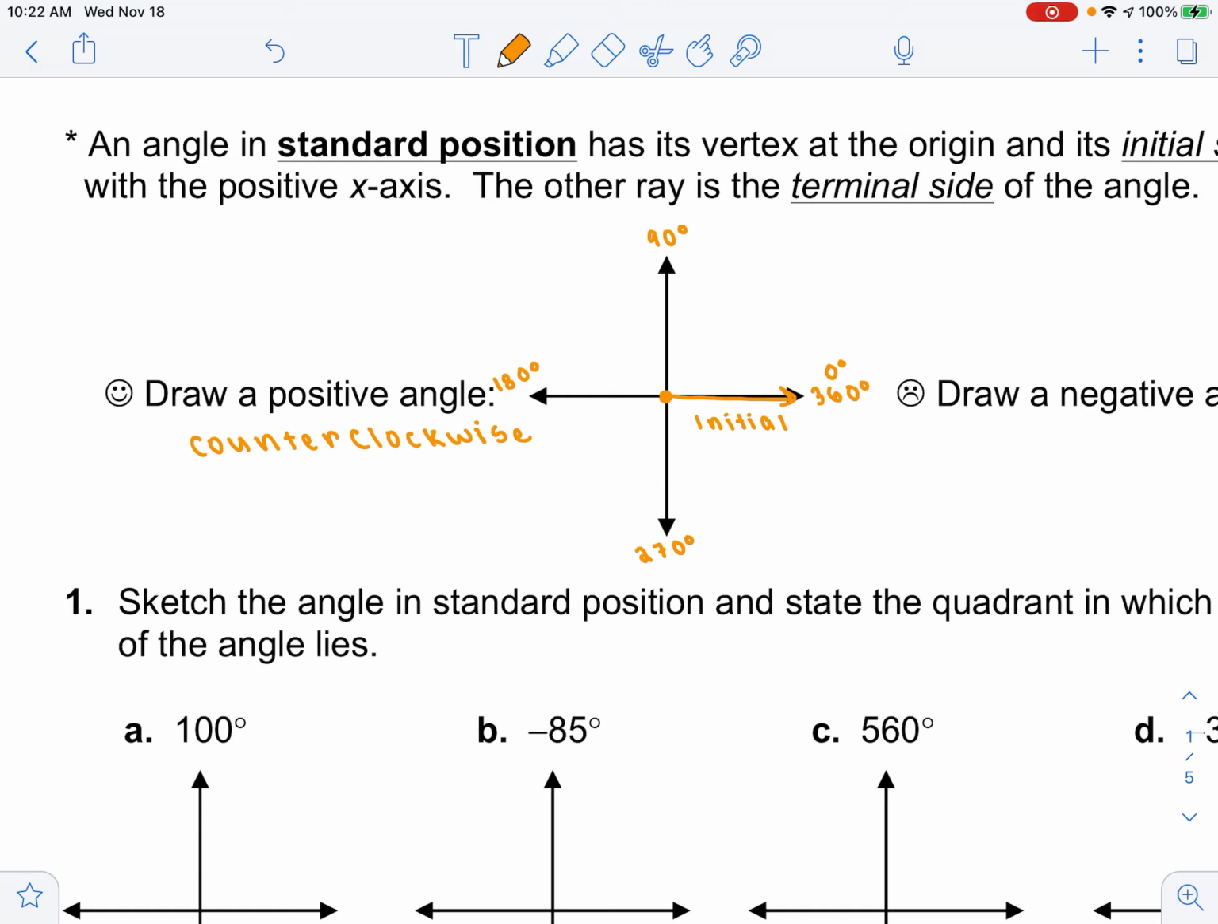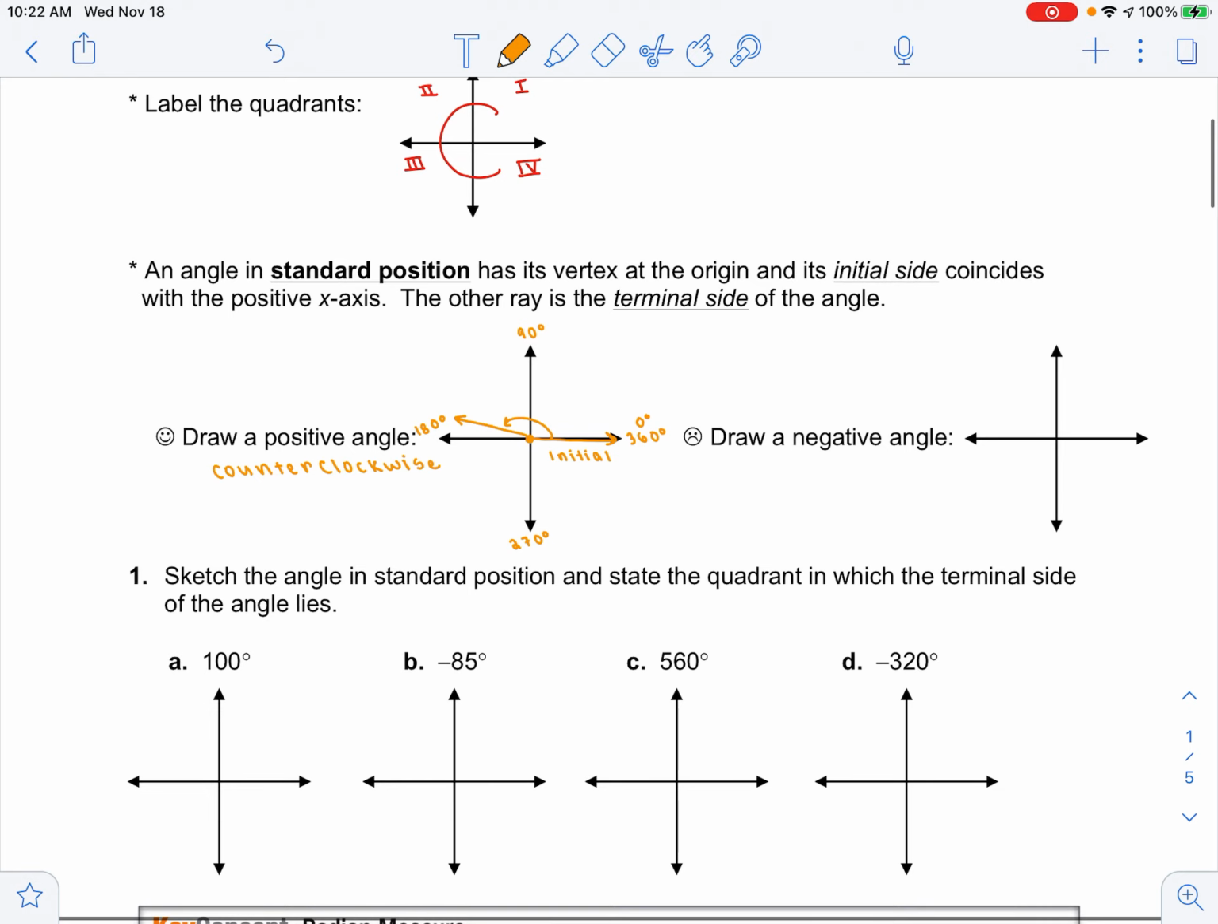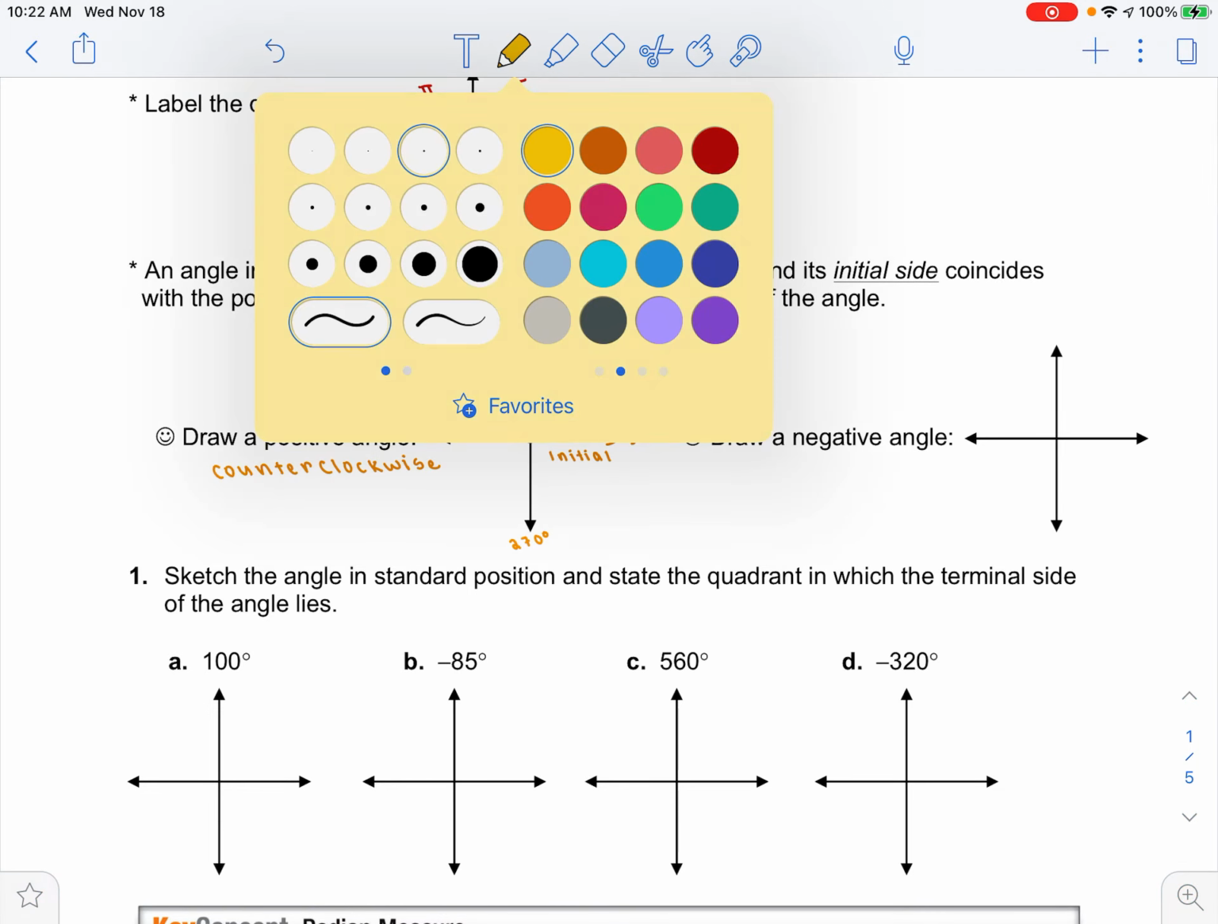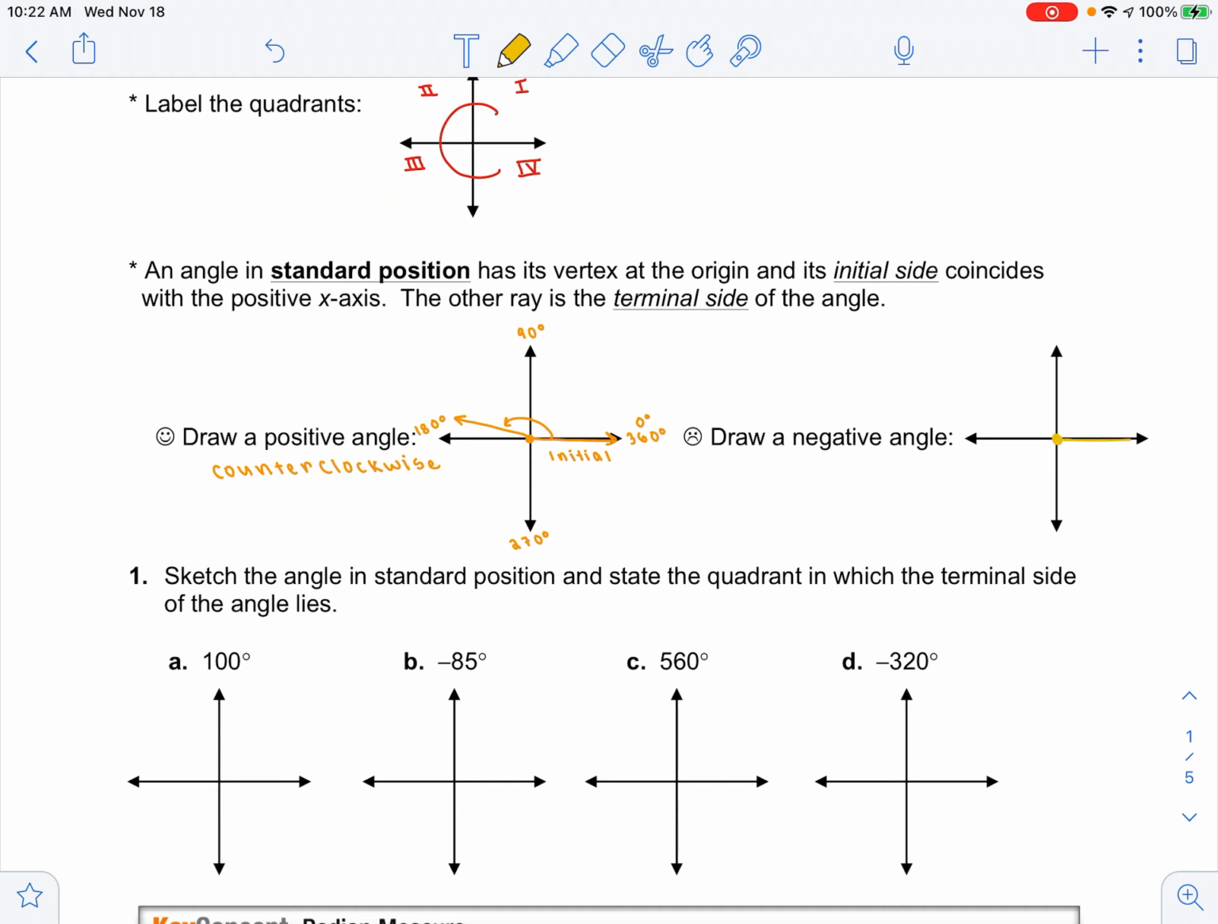So if you're asked to graph an angle 170 degrees, you would just want to be close to that axis right here and then show the direction in which you rotate it. So that is how you'd graph a positive angle. And then to graph a negative angle, same idea, where you're going to start with that initial side, but then instead of rotating counterclockwise, you would rotate clockwise.